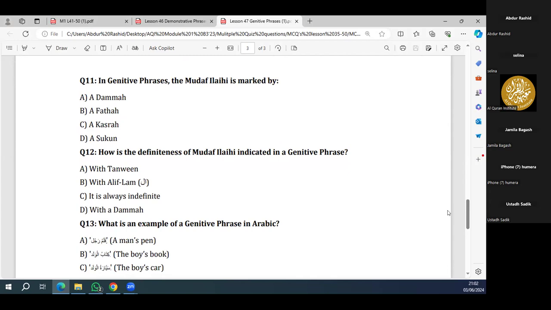In genitive phrases, the mudaf ilayhi is marked. Yes, these three questions, 11, 12, 13. Read them individually and give the answer quickly. Give the full picture. In genitive phrases, just the mudaf ilayhi is marked.